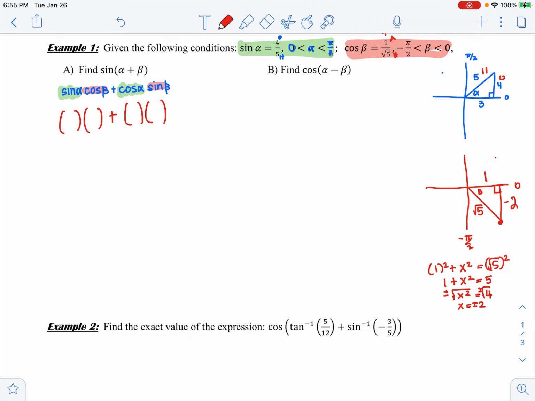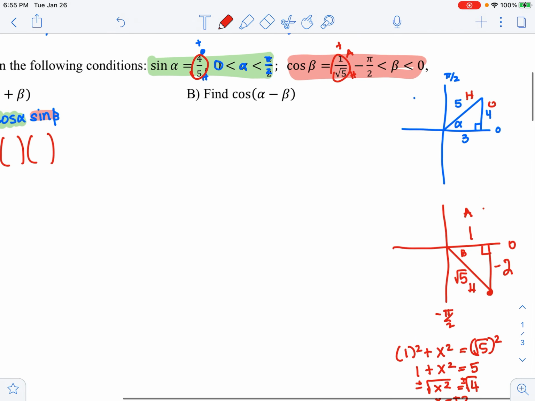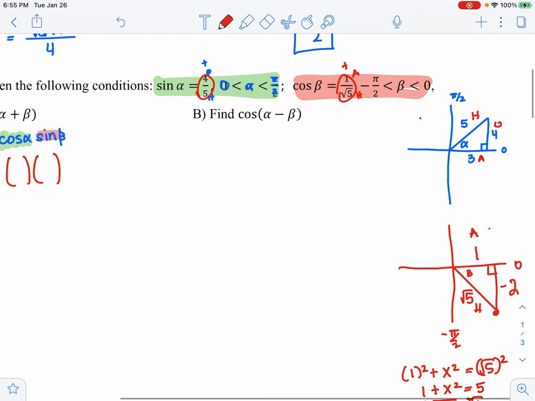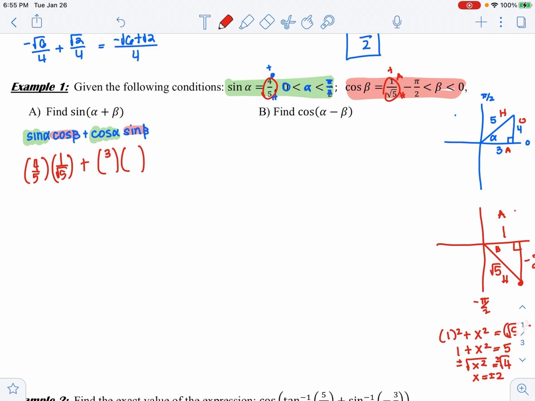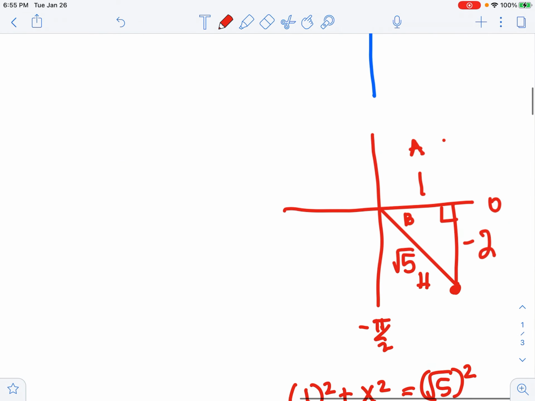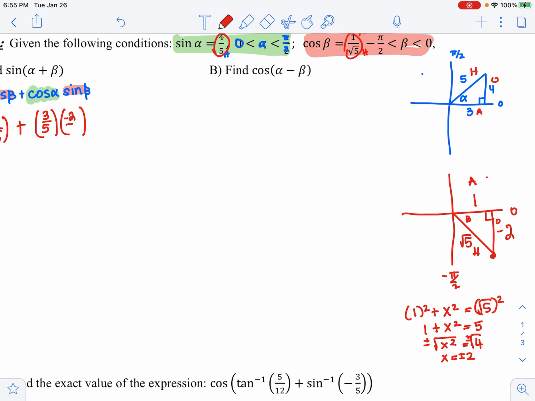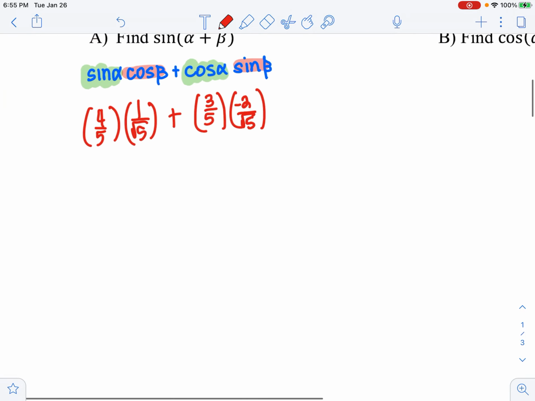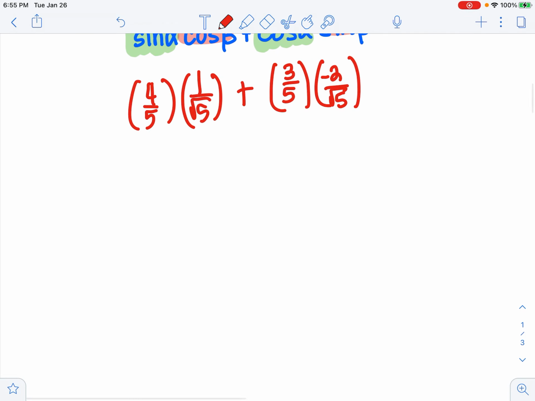I need the sine of alpha. Come up to alpha. That's opposite over hypotenuse, 4/5, which we already knew from right here. I need the cosine of beta. Go to beta, adjacent over hypotenuse, that's 1 over root 5, which we already knew. What we didn't know is the cosine of alpha. Adjacent over hypotenuse is 3/5. And we didn't know the sine of beta. Opposite over hypotenuse is negative 2 over root 5.